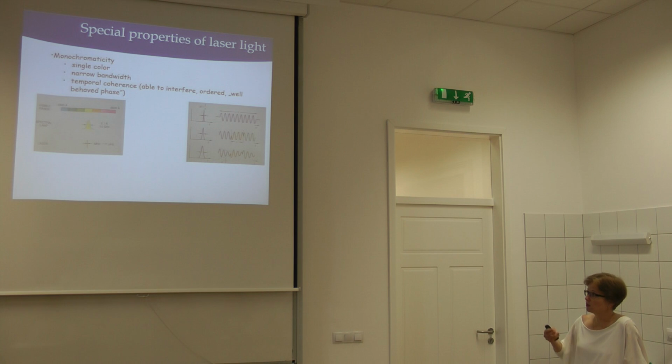There are other ways to say monochromatic. One is single color, the other one we say it has a very narrow bandwidth. So the spectral width is very narrow. And if we have a very narrow bandwidth radiation, then it can be very coherent temporally, which means this coherence property means that the light can interfere. It has a fixed, locked phase behavior.